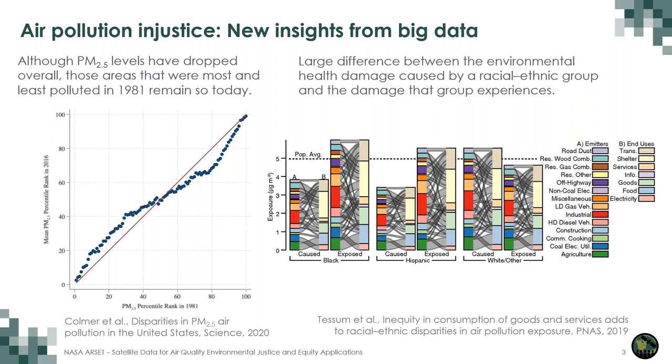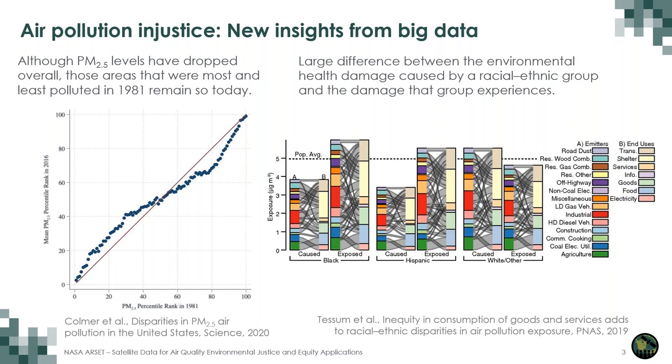And I just want to give two examples of how people have used big data to study air pollution injustice. The graph on the left is from Colmer et al., which was published in Science in 2020. They found that the communities across the United States that were overburdened by PM2.5 in 1981 are still overburdened by PM2.5 in 2016. And this is despite the fact that PM2.5 levels have dropped overall. So those areas that were most and least polluted in 1981 remain so today.